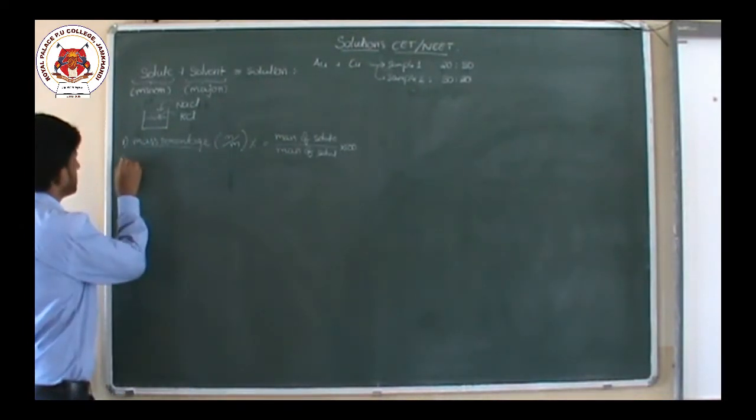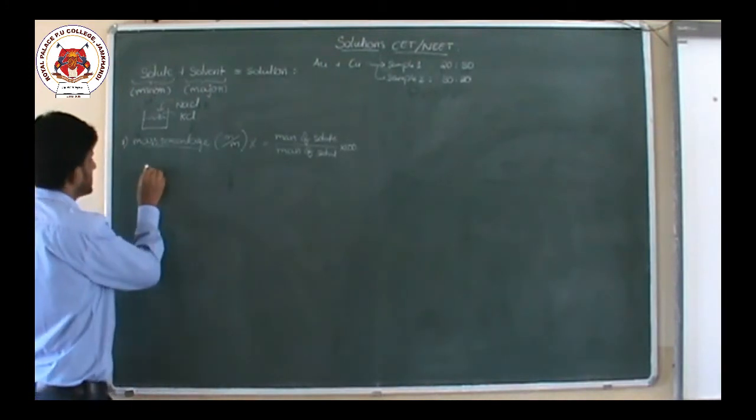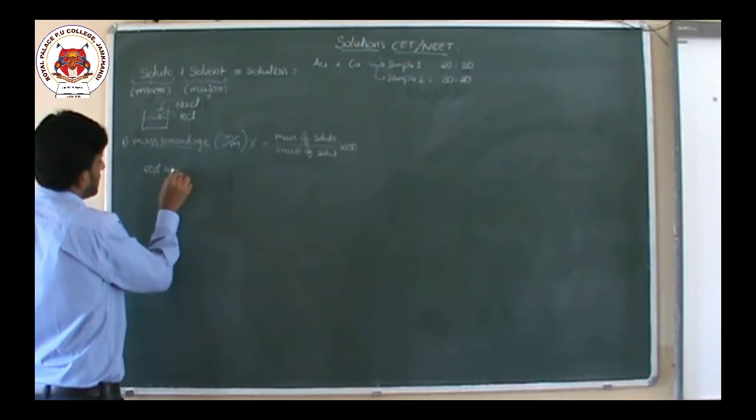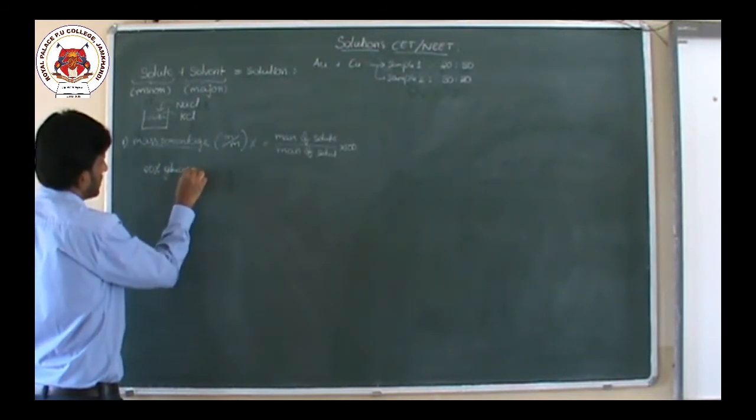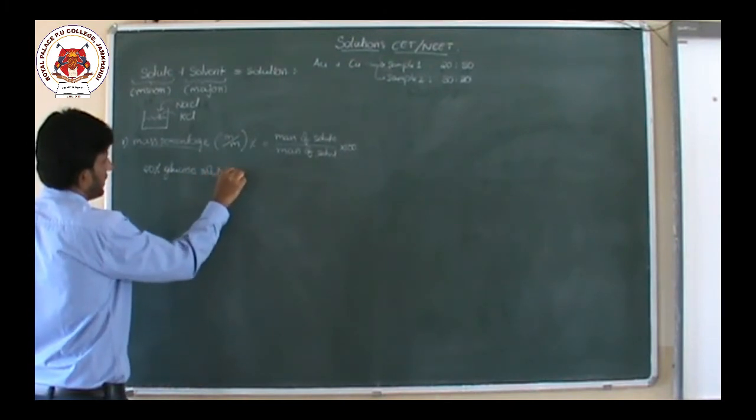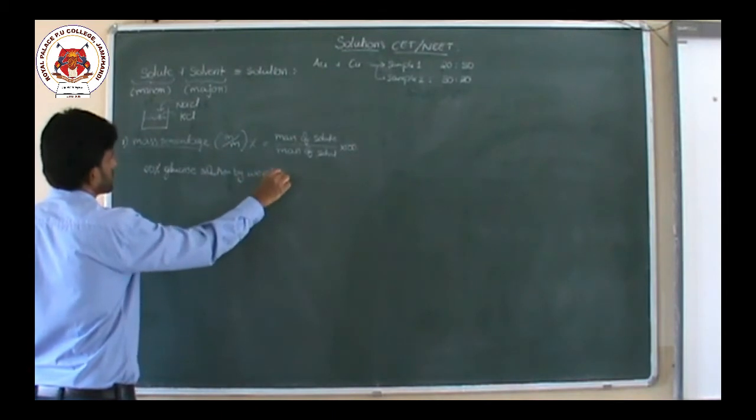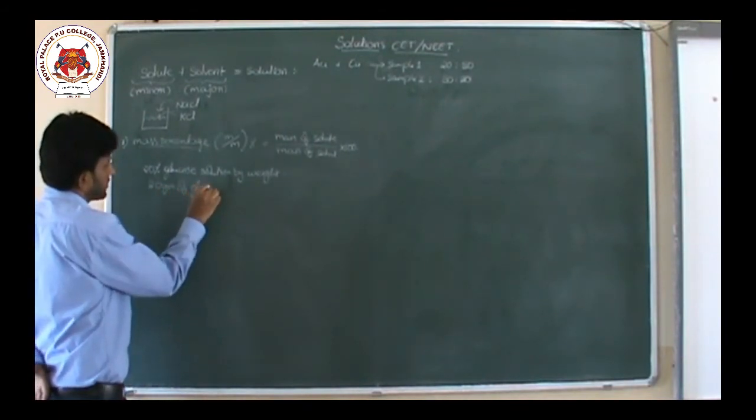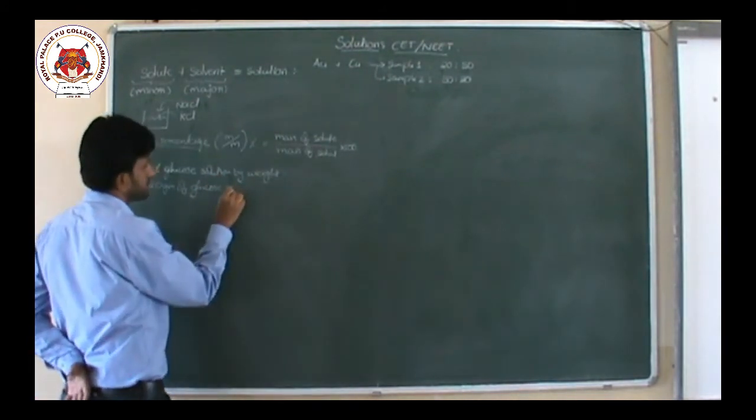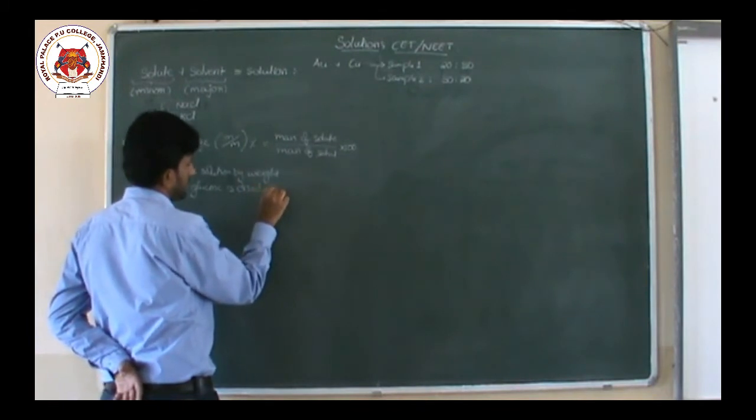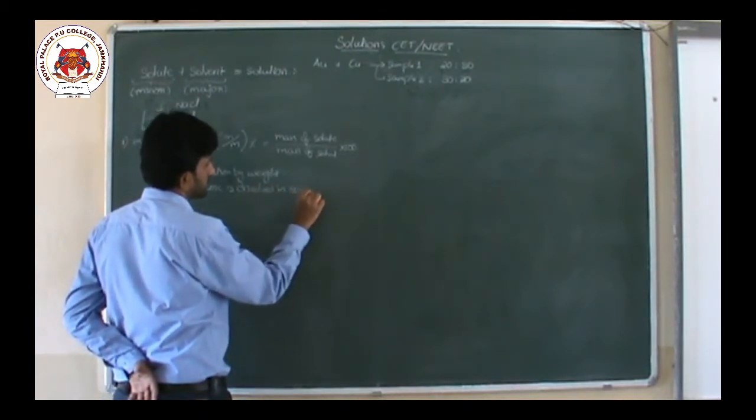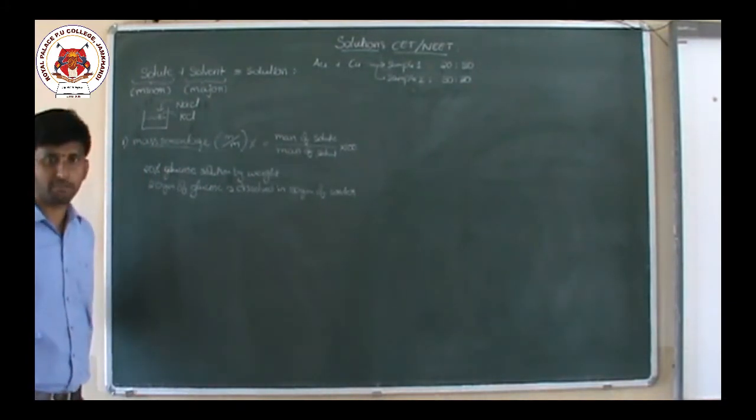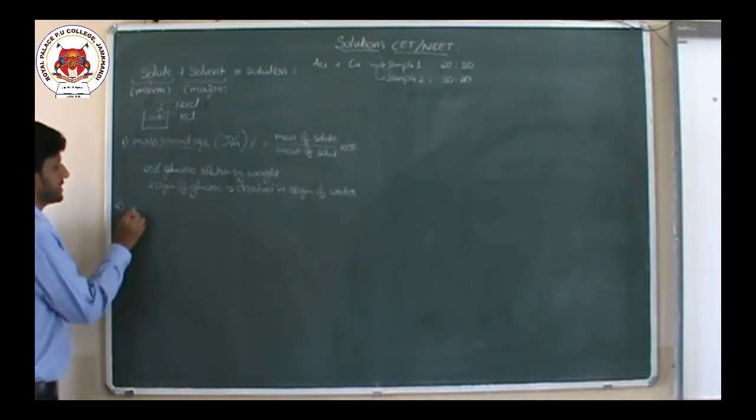What does mass percentage mean? For example, if I say 20% glucose solution by weight, it means 20 grams of glucose is dissolved in 80 grams of water. That is the meaning of 20% glucose solution by mass or by weight. Similarly, the next percentage is volume percentage.